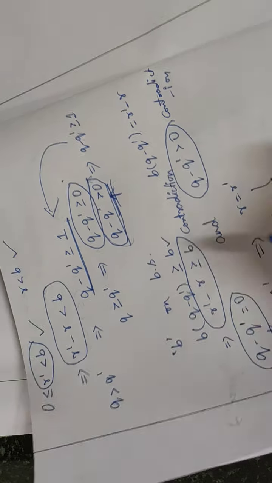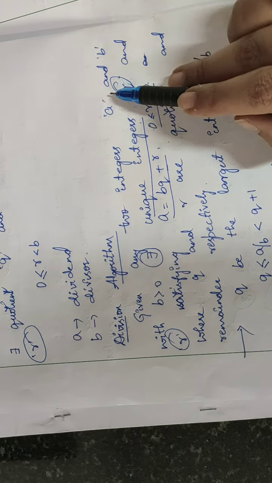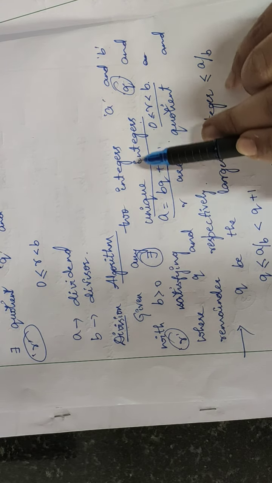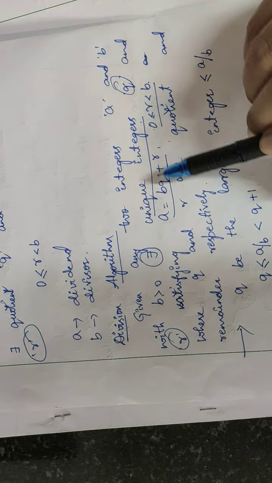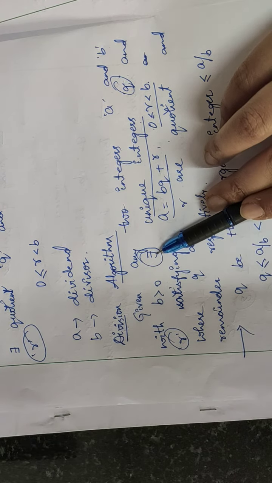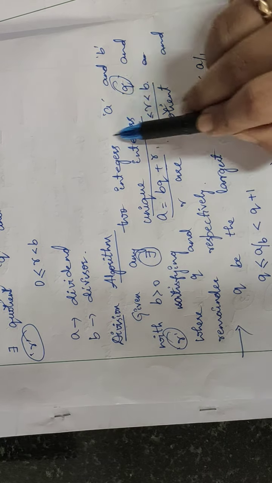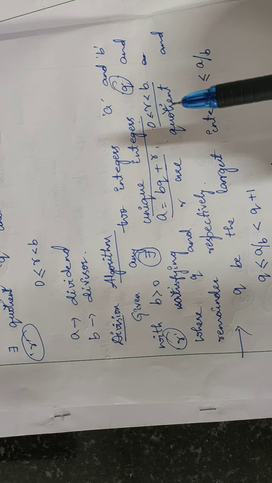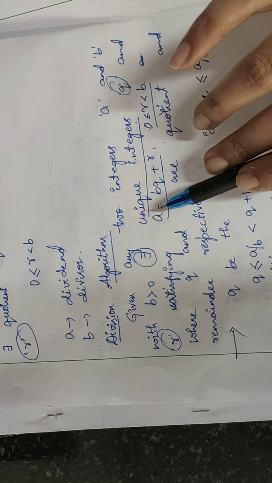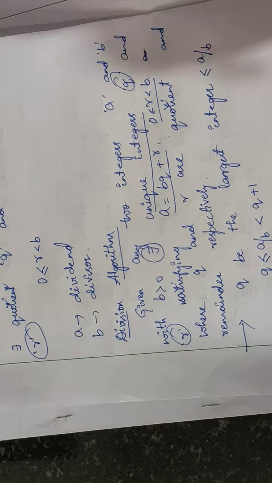So be careful about the statement. In the statement they have mentioned that given any two integers, say a and b, with b greater than 0, there exist unique integers, say q and r, which satisfy this condition. So first I have to prove that there exist two integers, that is quotient and remainder, when we have two integers. Then I have to prove that the existing integers, which are q and r, are unique. So for that we have done all these steps.